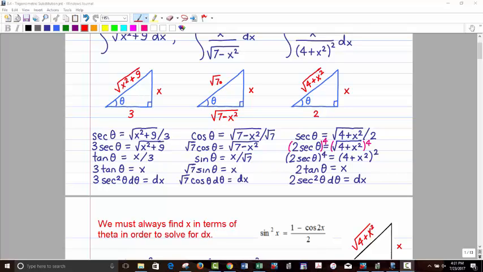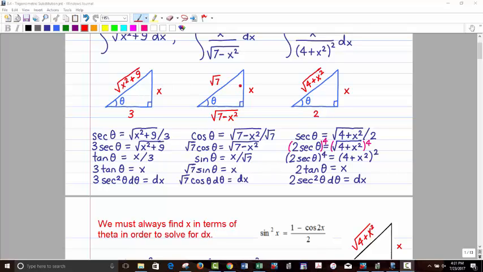All right, I need the radical represented with the number, combined with the number. So for this particular middle one here, cosine would work, adjacent over hypotenuse. So it's the square root of 7 minus x squared over square root of 7. Bring the square root of 7 over. So that means square root of 7 cosine theta will equal that radical term.